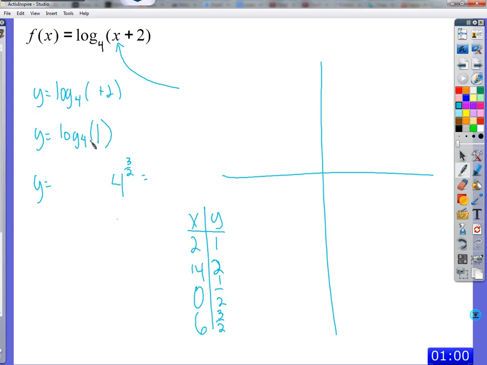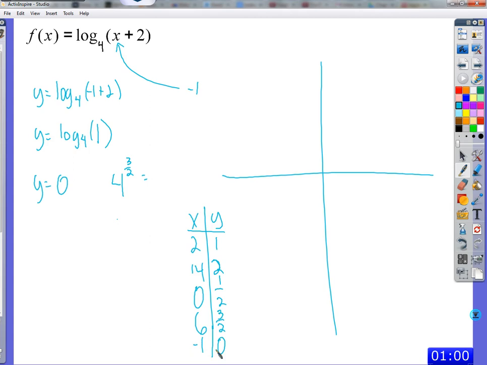One would be good because it was log base 4 of 1. Zero. So how would I get a 1 here? What do I put in for x? Negative 1. Negative 1 plus 2 is 1. Log base 4 of 1 is 0. Put in a negative 1, and we get out 0.